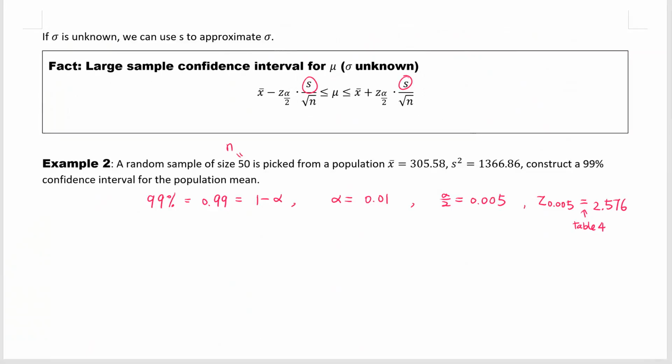Okay, so we can put in x bar is 305.58 minus z alpha over 2, which is 2.576 times s. By the way, here we have s squared. So what's s? Square root of 1366.86. You have to be careful sometimes if we're given the variance. To find the standard deviation, you have to take the square root of the variance. And then square root of n, which is 50. Okay, and then the right hand side is the same thing, but we replace minus by plus.